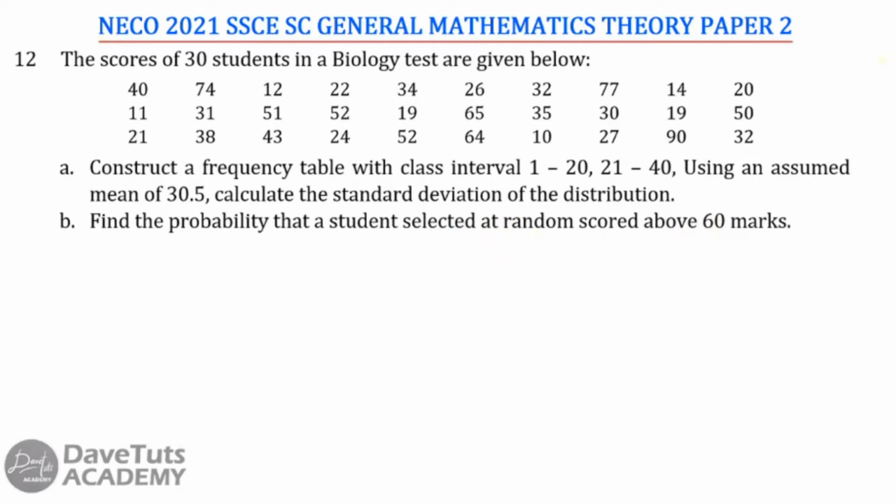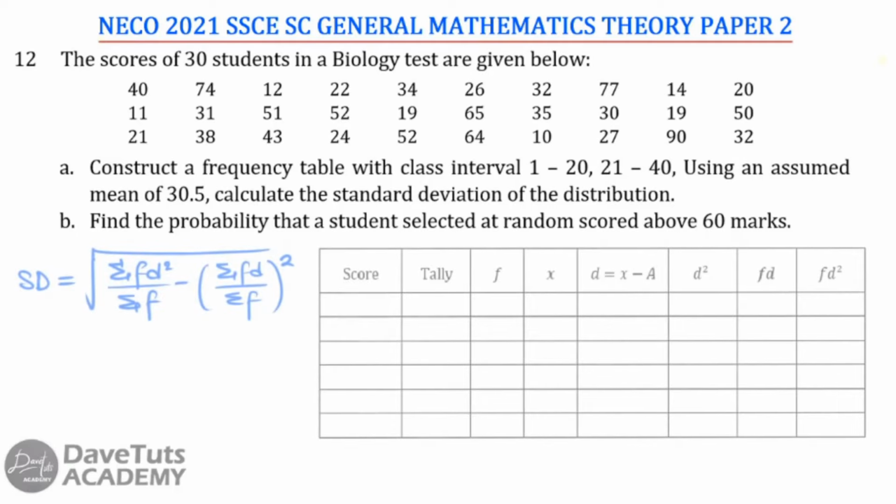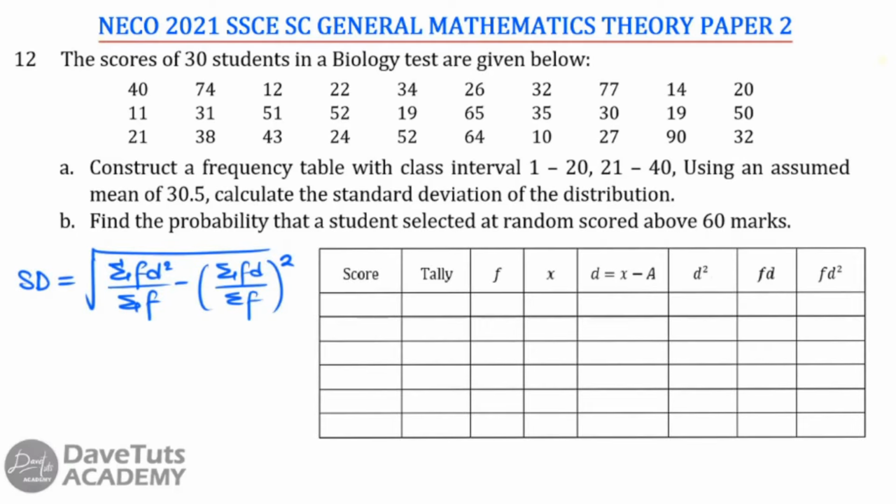So the first mandate for us is to get a frequency table, which we are going to use to calculate the standard deviation of the distribution. Quite cut out for us is our work here, in which first and foremost we need to use the class interval 1 to 20. So on this score, we put 1 to 20, then 21 to 40, 41 to 60, 61 to 80, and then 81 to 100.